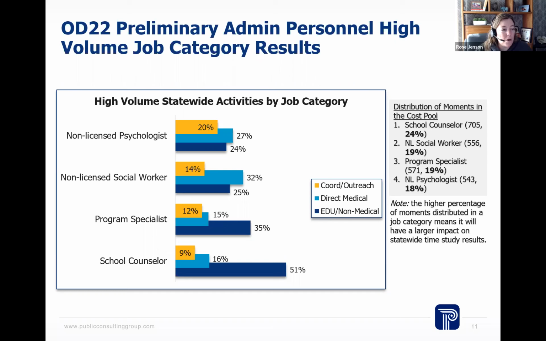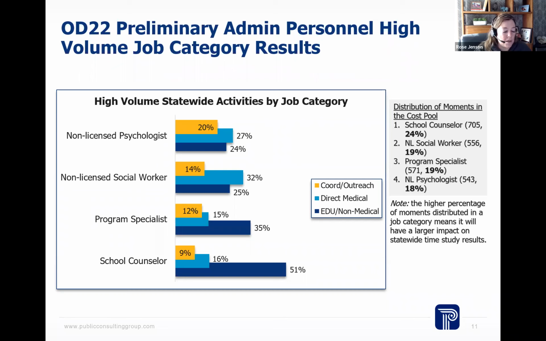We know that a couple hundred of these non-licensed psychs in the admin cost pool are now on the JM, the current quarter, the JM 23 staff pool list in the direct service cost pool as licensed providers. So when you think about that, it's important to consider that with fewer non-licensed psychs in the admin cost pool, more moments will now be going where? In this cost pool. If you remove providers, the distribution of sampled moments stays the same, right? So now they're going to be distributed amongst where? That's right. Counselors, program specialists, non-licensed social workers.